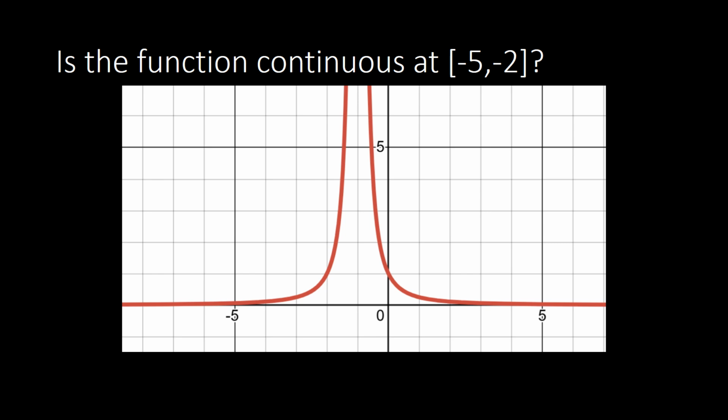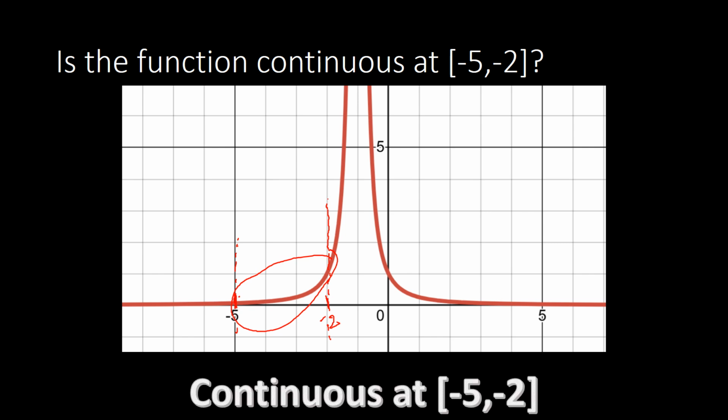Another example here, we have -5 to -2. Tracing our interval, we have -5 here and tracing the graph, we have the -5 portion here moving towards -2. This is where -2 is. Tracing the graph, this is the graph that we need to focus on. Is there a break, a hole, or a gap in between? There is none, so this is continuous at [-5, -2], a closed interval.